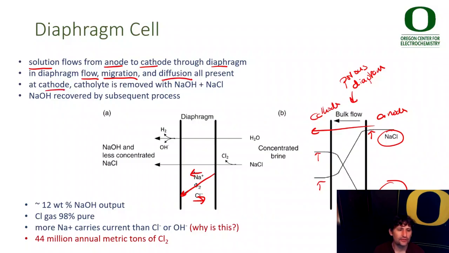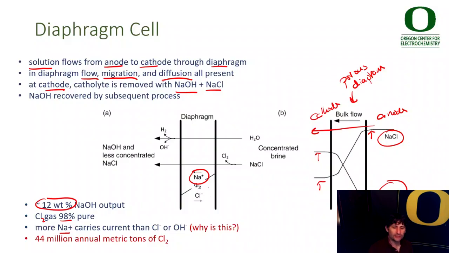At the cathode, sodium hydroxide is produced along with sodium chloride. About 12 weight% sodium hydroxide is the output, and the Cl2 gas is about 98% pure. Now, more Na+ is carrying the current than Cl- or OH-. The primary current carrier is Na+.